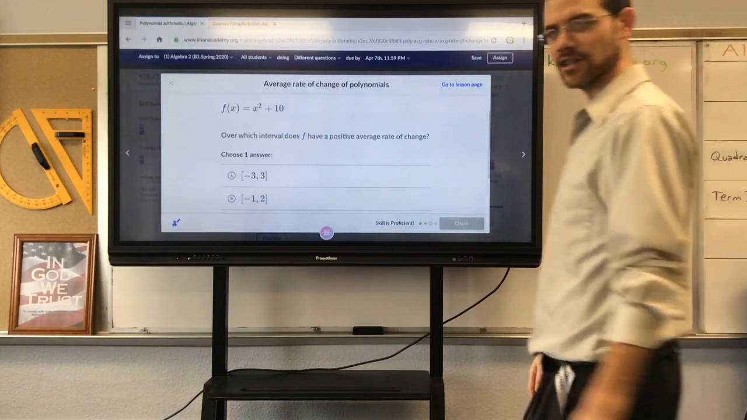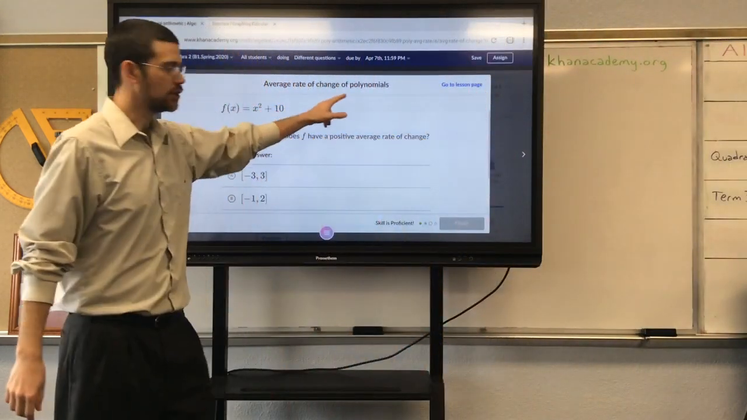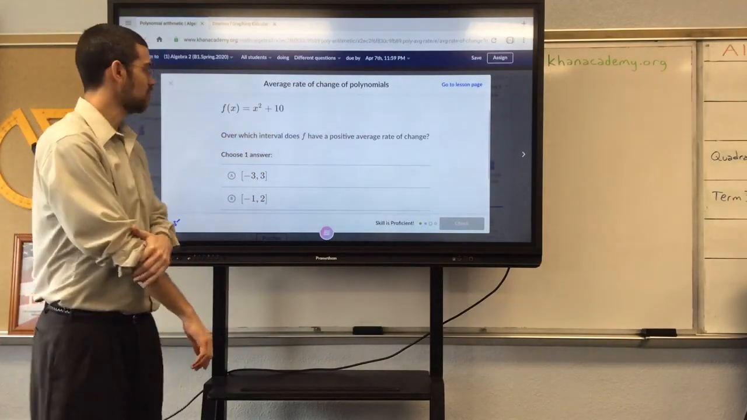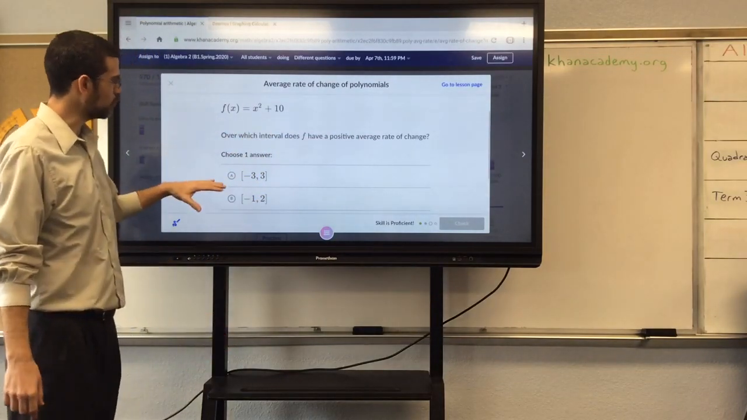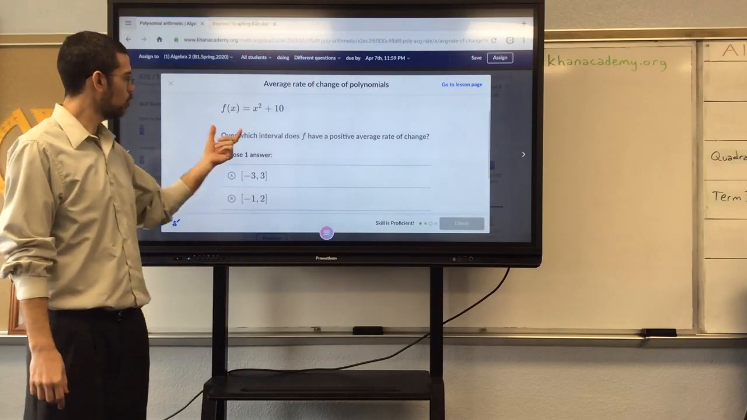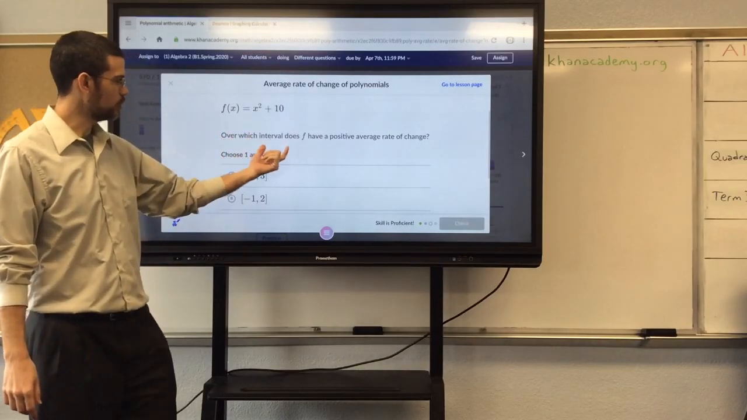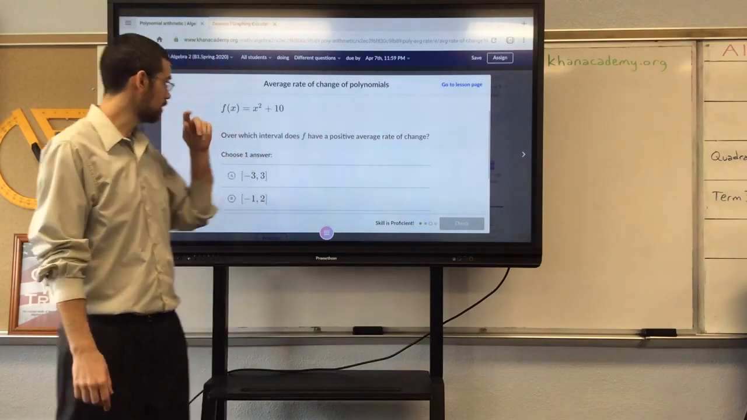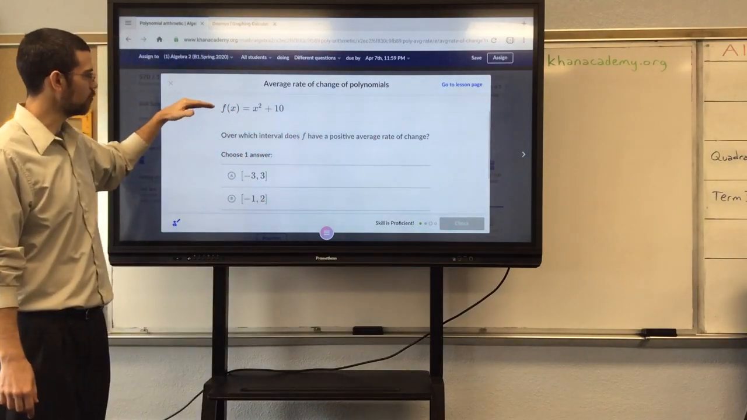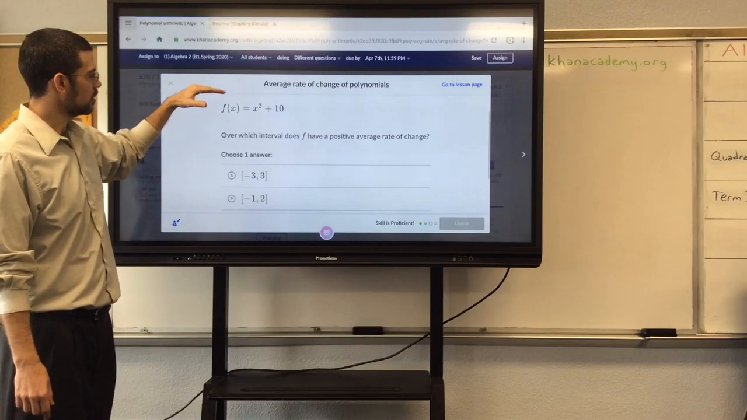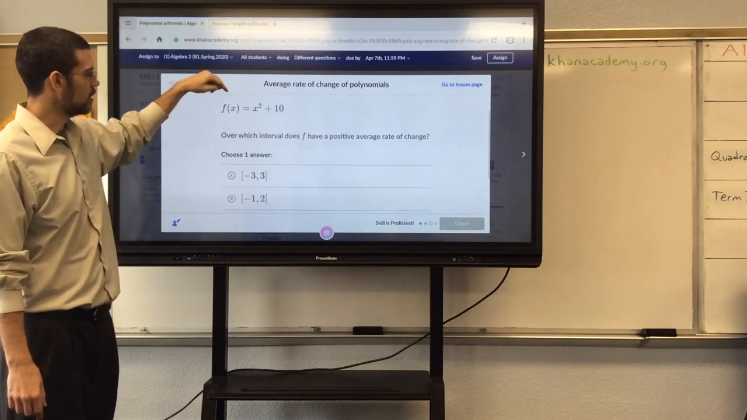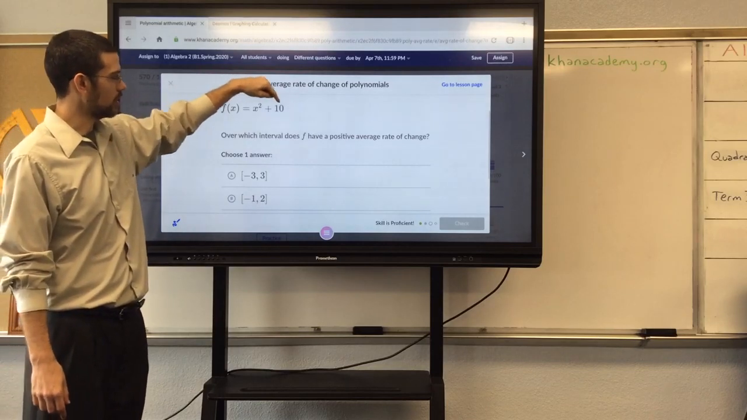All right, here's our next problem on average rate of change of polynomials, and I'm going to do this a little differently than the last video. Same type of problem. We're looking for over which interval does the function f have a positive average rate of change. So function f gives a y value, f of x is x squared plus 10.